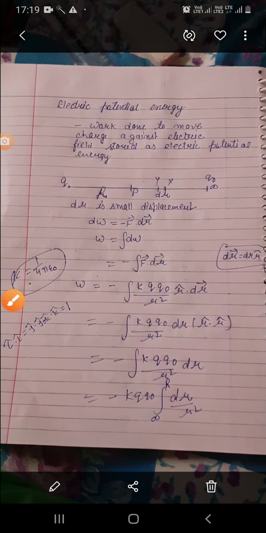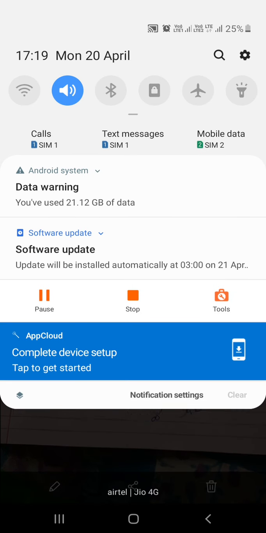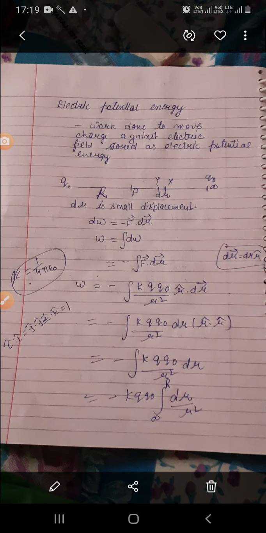Now next topic is electric potential energy. Negative work done to move a charge against the electric field is stored as electric potential energy. Suppose a test charge q naught, we have to move or bring that charge q naught to P in the electric field of charge q, but in the opposite direction of the electric field. So we have to find the work done. Before finding total work done, we will take a small distance. Suppose the test charge is moved from x to y. So a small amount of work done is dW is equal to minus F dot dr.